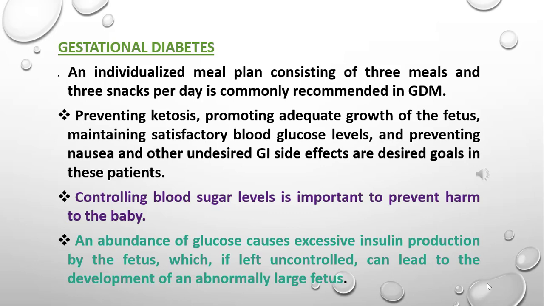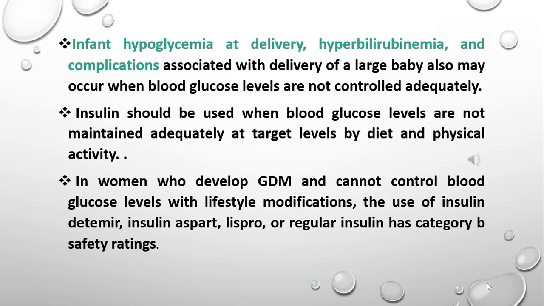Controlling blood glucose level is important to prevent harm to the fetus. An abundance of glucose causes excessive insulin production by the fetus. If left uncontrolled, this can lead to the development of an abnormally large fetus. In case of GDM, if the blood glucose levels are not controlled during the pregnancy, then it can result in infant hypoglycemia at delivery, hyperbilirubinemia, and some other complications at the delivery of the baby.